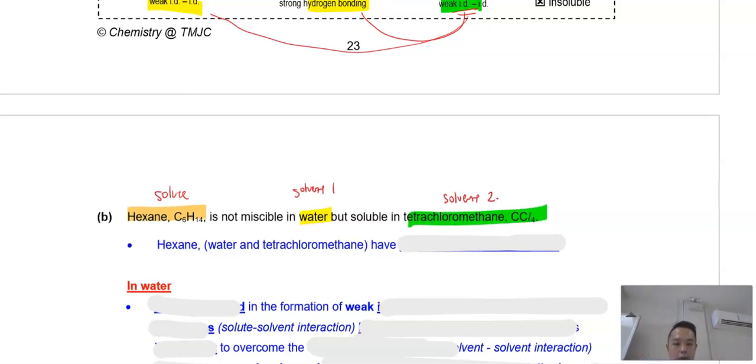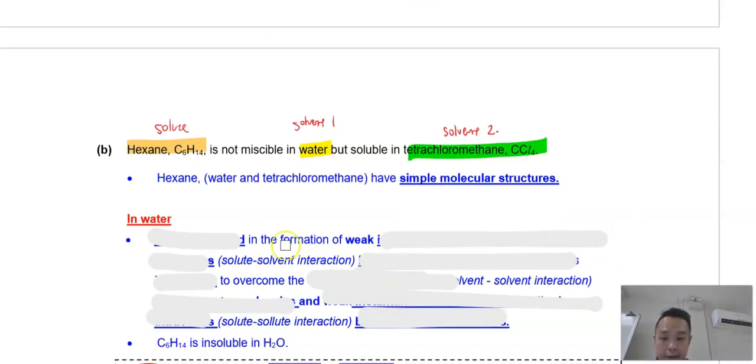Again, I'm going to use the structure and bonding approach to explain the answer. In this case, you realize that hexane, water, and tetrachloromethane all have a simple molecular structure. They are all simple molecules. We're going to investigate one by one. For hexane, the type of IMF we expect will be ID, because hexane we know is going to be non-polar. How do I know it's non-polar? C and H have very similar electronegativity. There are no polar bonds.